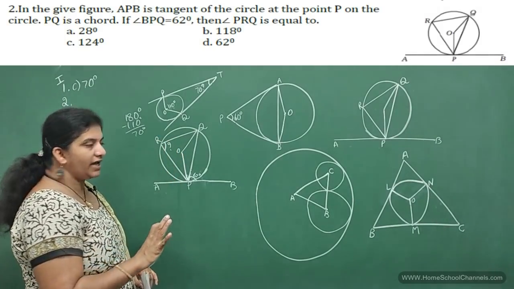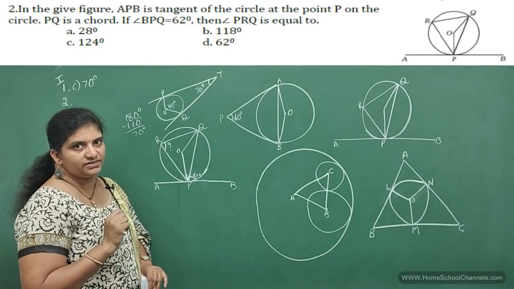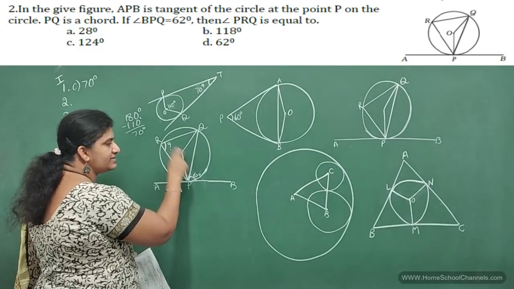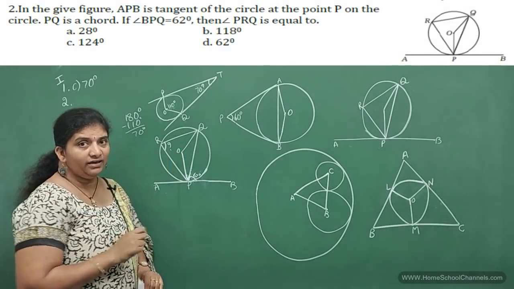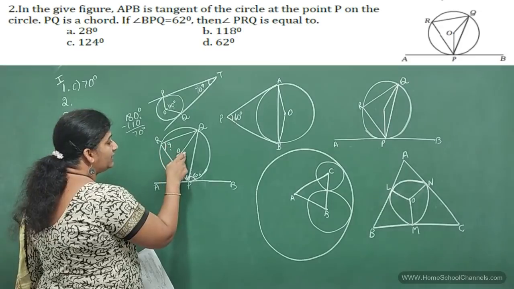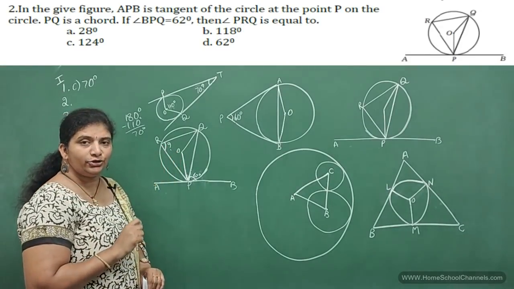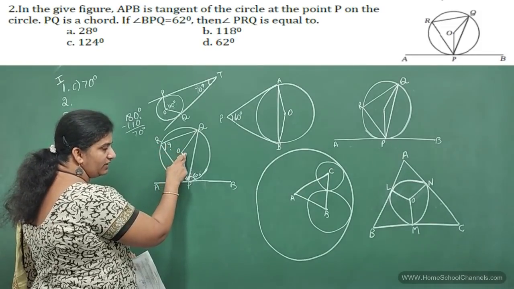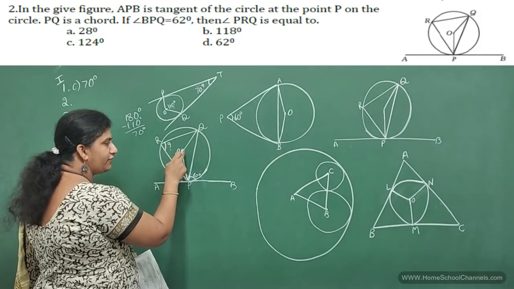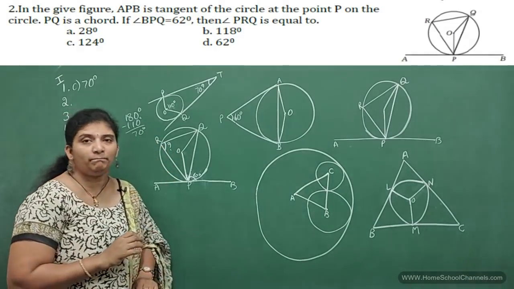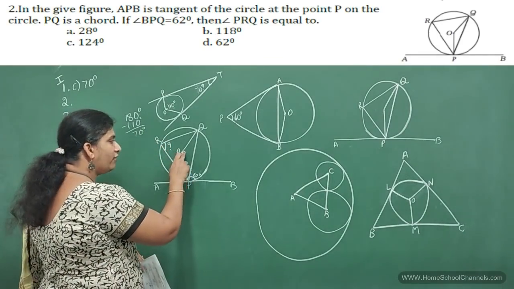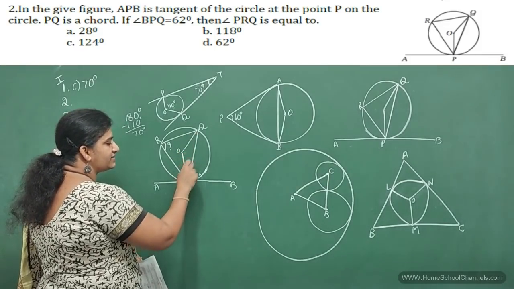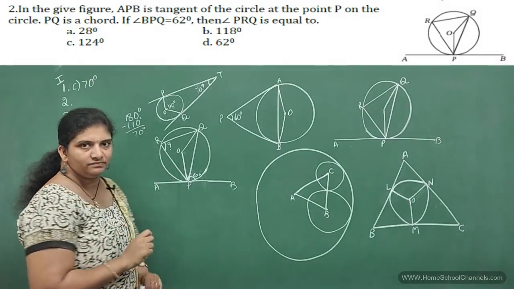Observe the figure carefully and understand first. For this angle, first I need the central angle. Why? Double this angle is the central angle. Do you know the relation? This angle doubled will be the central angle. So if you are able to find this and do half, you are going to get angle PRQ. Before finding this angle, we will be finding other angles. This angle and this angle.